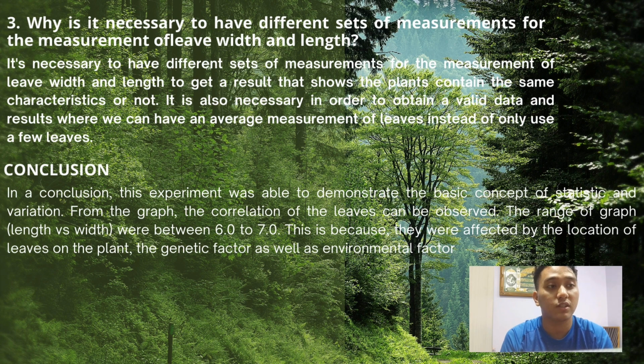In conclusion, this experiment was able to demonstrate the basic concept of statistics and variation. From the graph, the correlation of the leaves can be observed. The range of the graph was between 6.0 and 7.0. This is because the leaves were affected by their location on the plant, genetic factors as well as environmental factors.